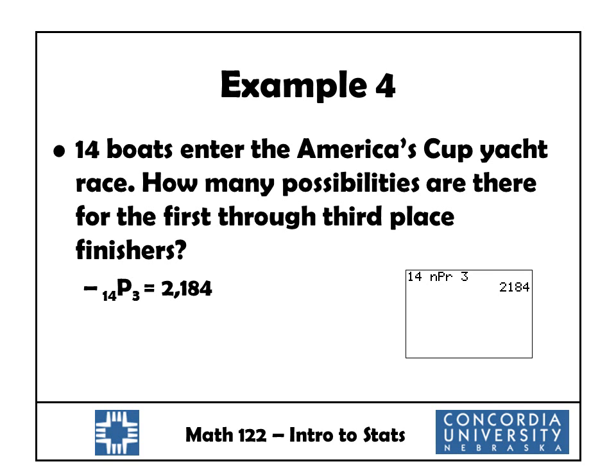So in this problem, the number of selections would be 14P3, because I'm selecting 3 boats from a group of 14. The order is important. We see the command there from the calculator, 14 nPr 3 is 2184, which is the same thing we got using the fundamental counting rule.